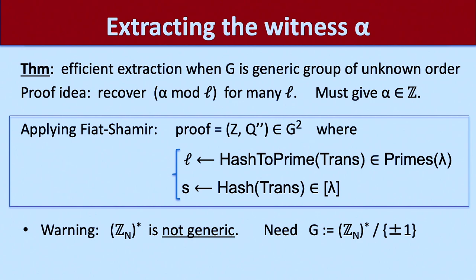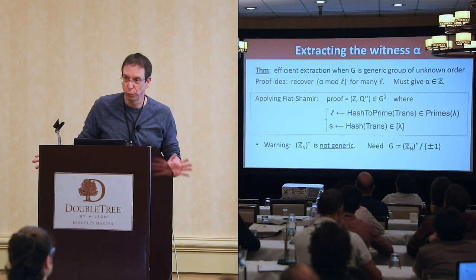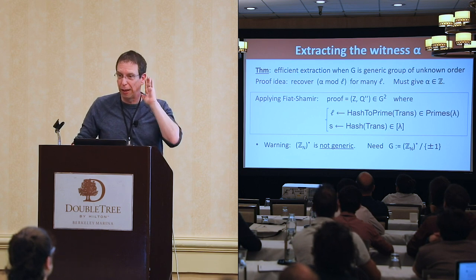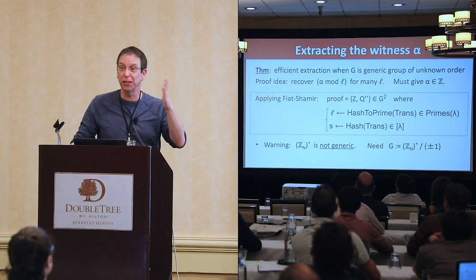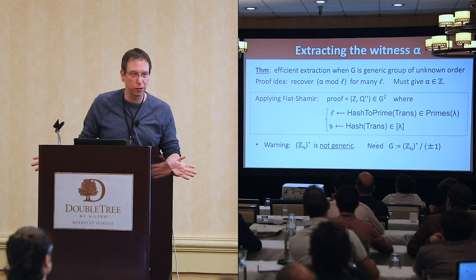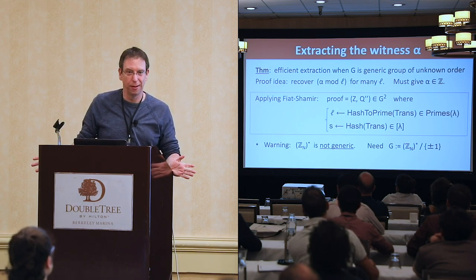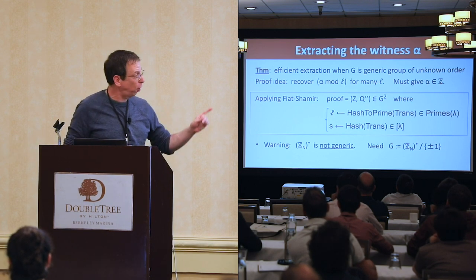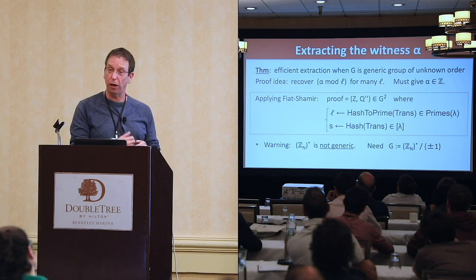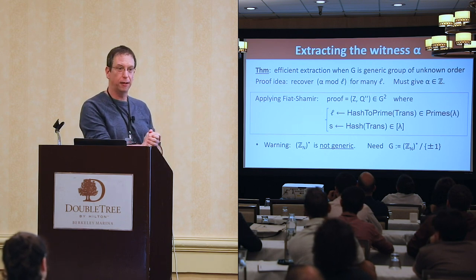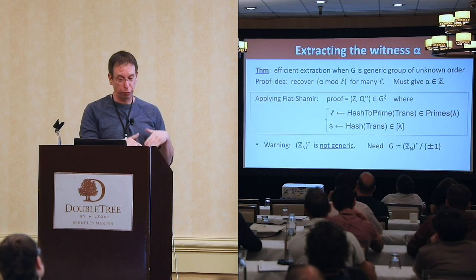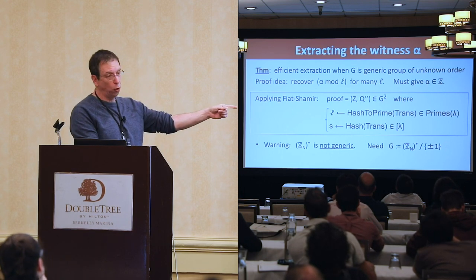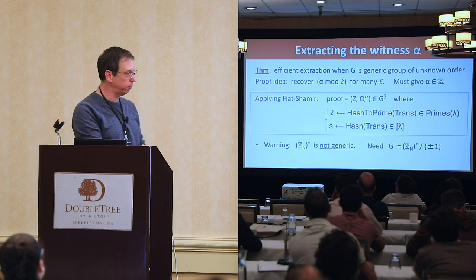Can somebody tell me what that is? One? Well, yeah, I should have said the non-identity element. Other than one, is there another element for which you know its order? Yeah, thank you, minus one. Minus one has order two. And in fact, if you just did this protocol in Zn star, it would be insecure. There's an easy attack in which the prover would not know the discrete log, but he can fool the verifier with probability 1/2. So these low order elements are a real problem for this protocol.